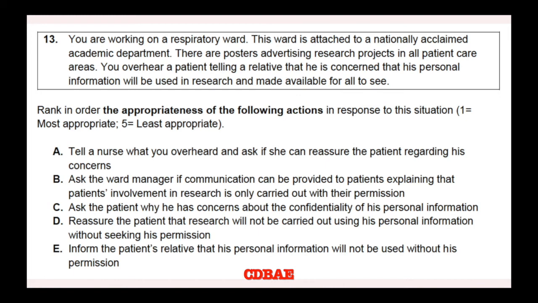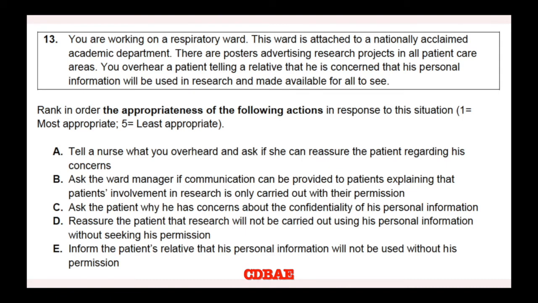But it's more of an official way of handling the problem than A, which is you tell a nurse that you overheard and ask if they can reassure the patient regarding their concerns. You're basically delegating the task to someone who this isn't meant to be their job. The ward manager making a communication that's official and giving it to the patient, still her job. But you delegating your job to a nurse and telling her what you overheard and then telling her to go and talk to the patient is quite a roundabout way, although it will get the job done.